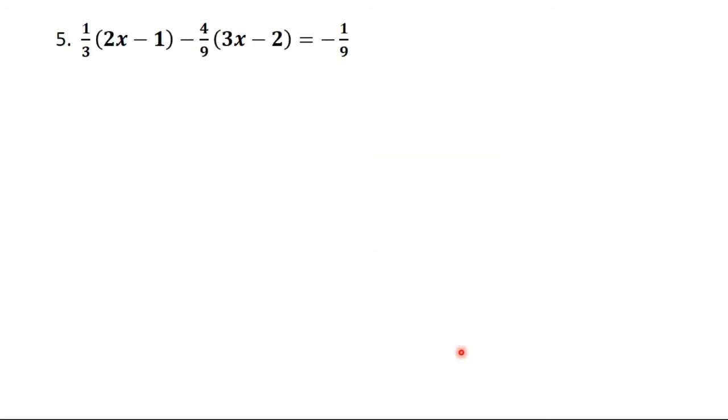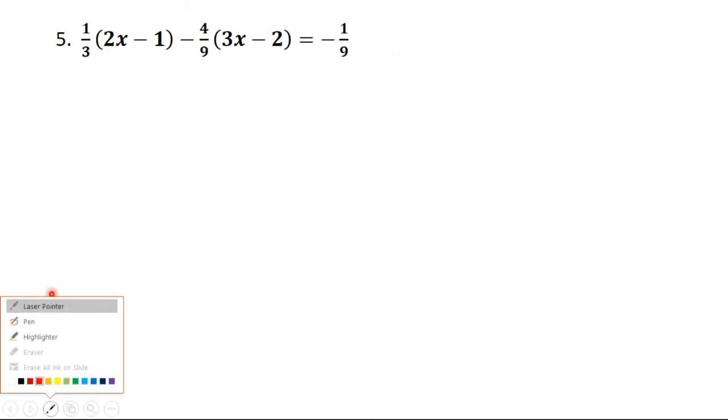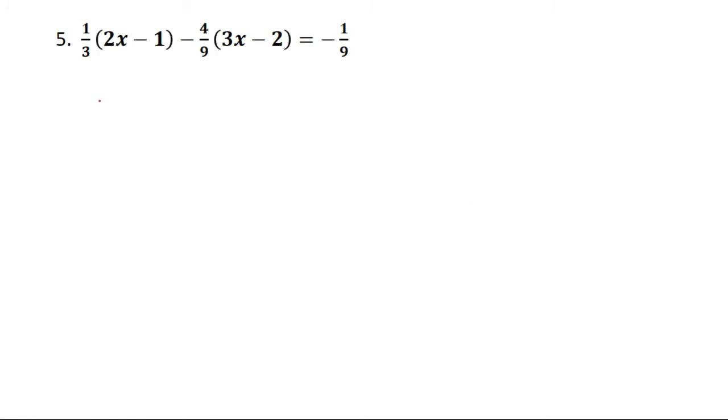Let's consider the last example here. We have 1 over 3 into bracket 2x minus 1 minus 4 over 9 into bracket 3x minus 2 into bracket minus 1 over 9. So once again, you look at the fractions. The fractions are 1 over 3, 4 over 9, 1 over 9. Then you look at the denominators. The denominators are 3, 9, and 9. You look for the LCM of the denominators. The LCM of 3, 9, and 9 is 9.